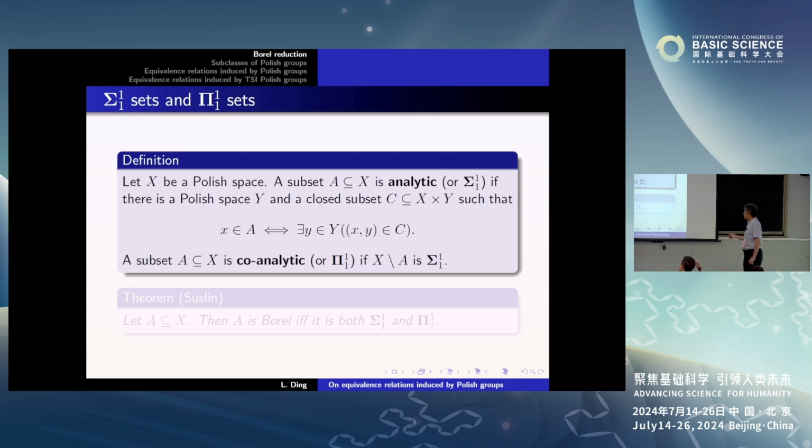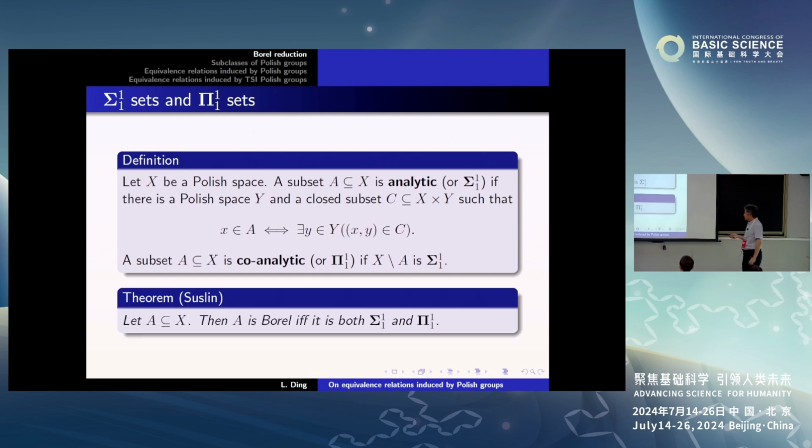And then co-analytic, denoted by pi 1 1. It means that A is co-analytic if the complement of A is analytic. What's the relation between Borel sets and sigma 1 1 and pi 1 1? Here is the most important theorem in descriptive set theory, Suslin's theorem. X is a Polish space, and A a subset of X. A is Borel if and only if A is both analytic and co-analytic.